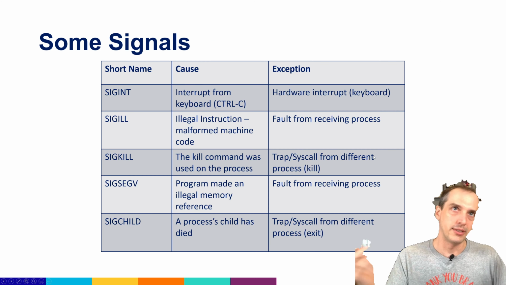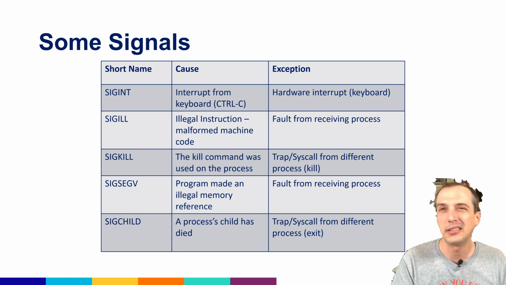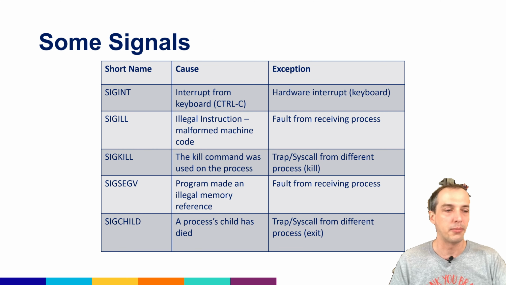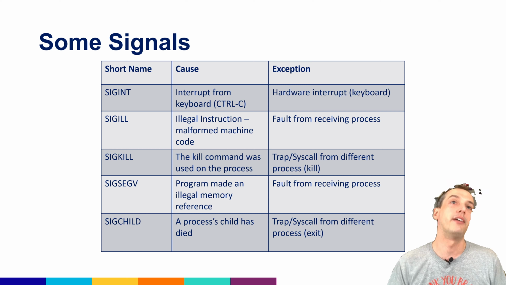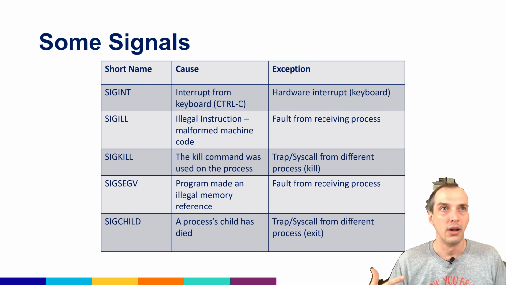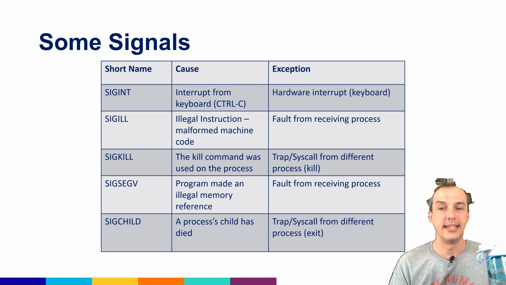And then SIGCHLD, we'll see that. I think we saw that a little bit already when we were talking about additional processes. This is the signal that gets delivered to our process when one of our child processes has died, has exited.